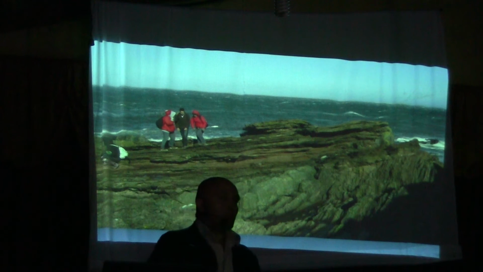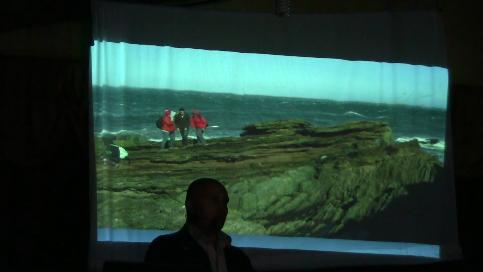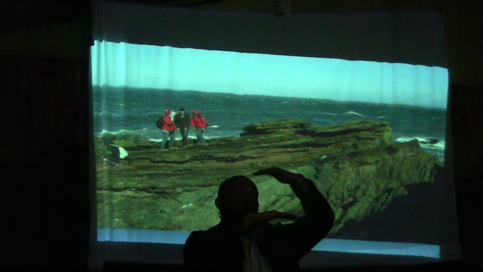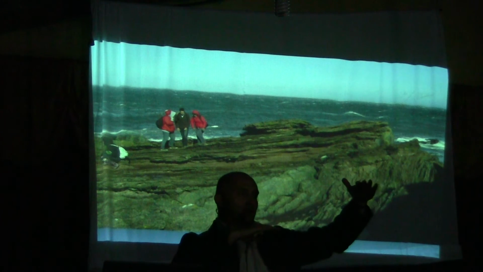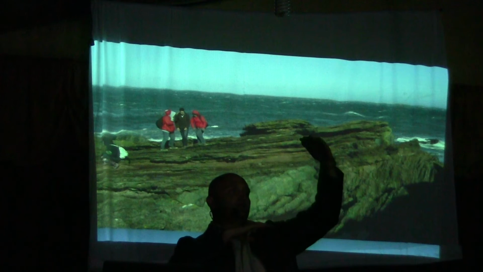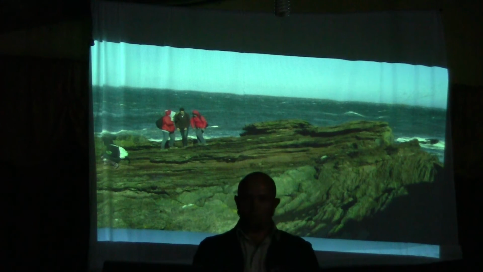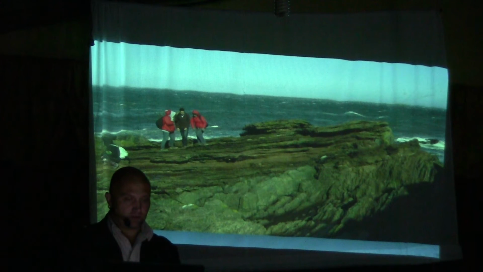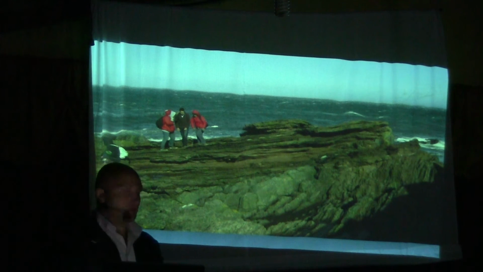This is what is now known as Hutton's unconformity. Now, an unconformity in geological terms means that you've got a sequence of sediments, but then there was a break in the timeline before the next sequence of sediments were deposited. You can see there.